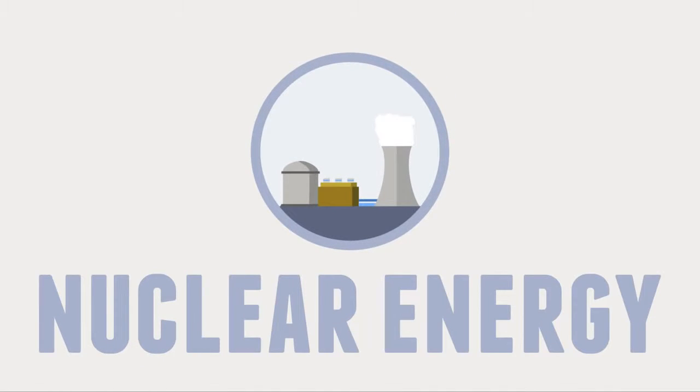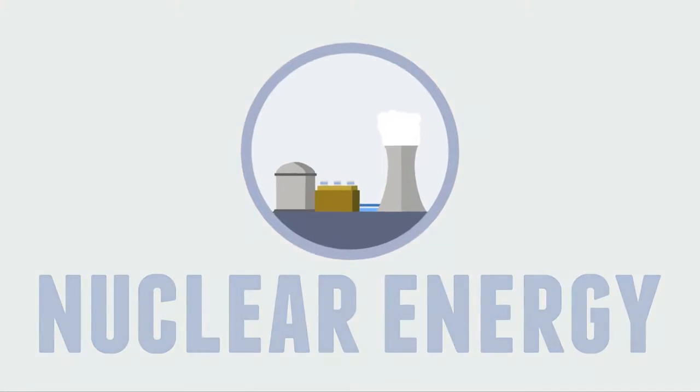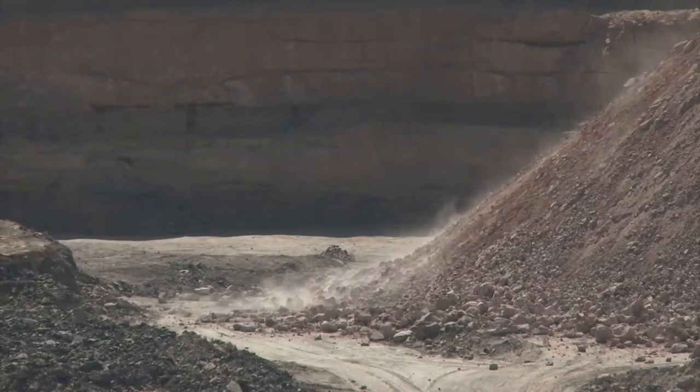Uranium is used for nuclear energy. This is because it is a heavy metal with a heavy nucleus, which means it can be used to create an abundant source of energy. Uranium is usually mined.